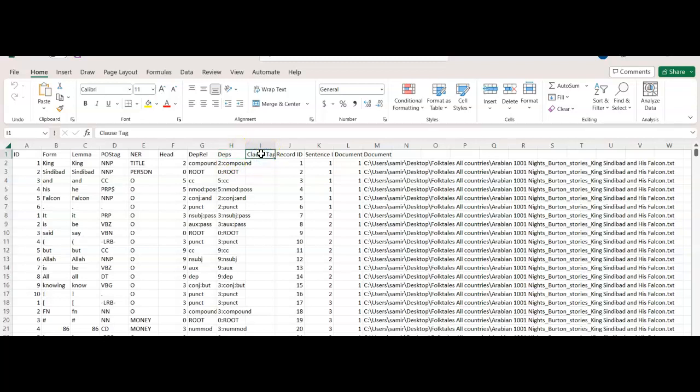The clause tag, which will be important in the ConLL Table Analyzer. The record ID, which tells us the position of the word. The sentence ID, the position of the sentence. The document ID, the position of the document. And finally, the document hyperlinks.